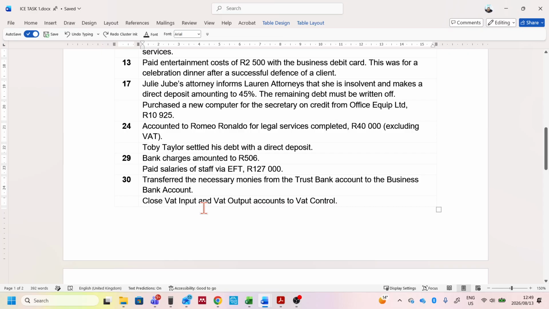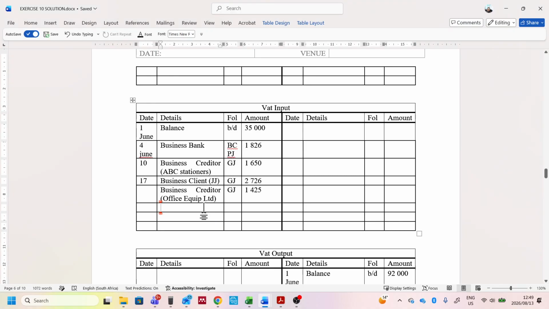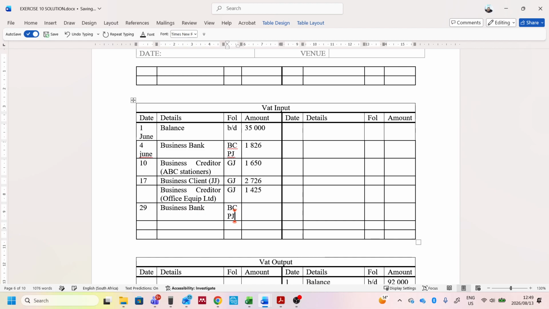Then after that, we paid bank charges. So for bank charges, we debited bank charges, debited VAT input, and credited what? Business bank. So this occurred on which day? The 29th. So it's going to say business bank. This is recorded in which book? Business cash payment journal. And the total amount was 66.